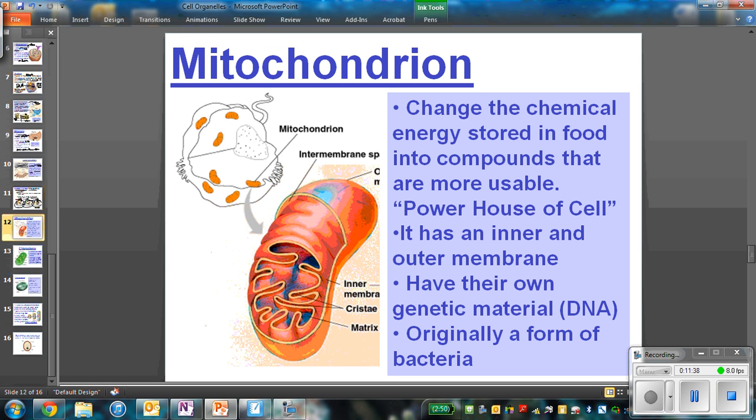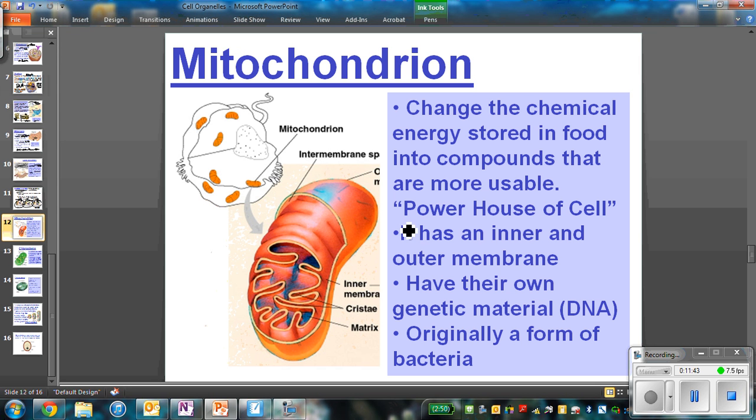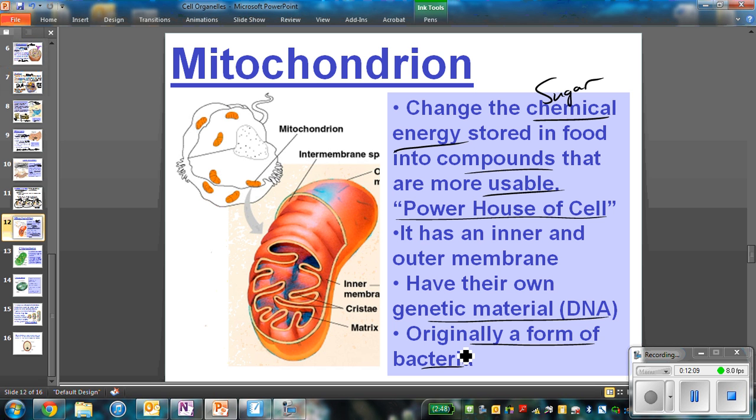All right, so here's more detail on the mitochondria. Everybody remembers this from elementary school: the mitochondria is the powerhouse of the cell. It's able to change chemical energy, this is sugar, into compounds that are usable for energy. They also have their own genetic material, just like bacteria do, and they're originally a form of bacteria, which is what I was just talking about on the last slide. So mitochondria take in sugar and they pump out energy. That's very important to remember.